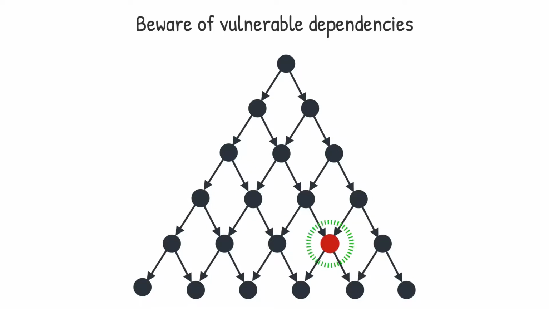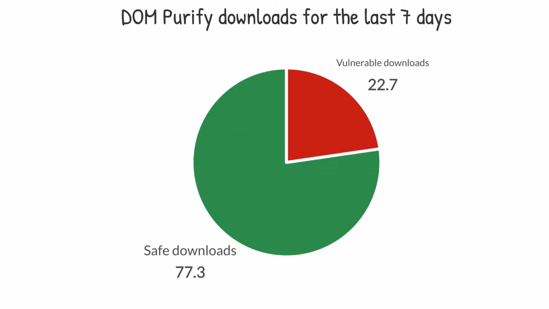The last point I would like to make is that as they are critical security libraries, sanitization and encoding libraries are likely to be targeted. So, as for all dependencies of your project, you should monitor known vulnerabilities in these libraries and update them as soon as possible. At the time of writing this video, about 23% of DOMPurify downloads in the last 7 days were for a vulnerable version of the library. This data was obtained thanks to a tool created by Ren Paris, a JavaScript developer and secure code trainer. So do not be a part of these 23% and keep your libraries up to date.